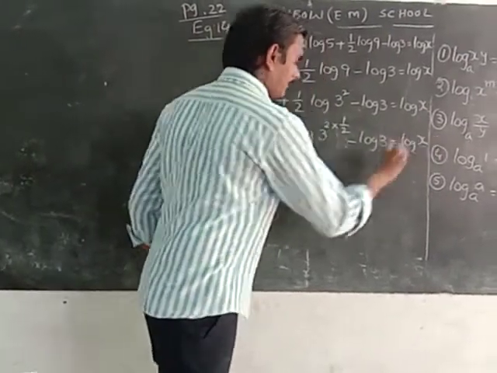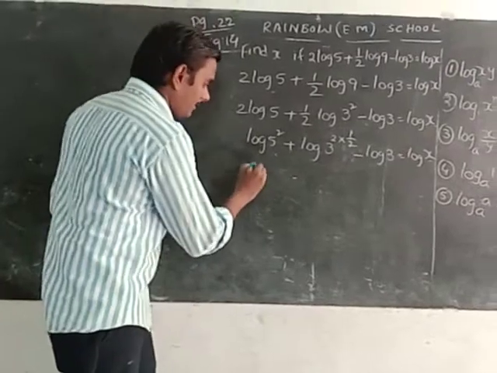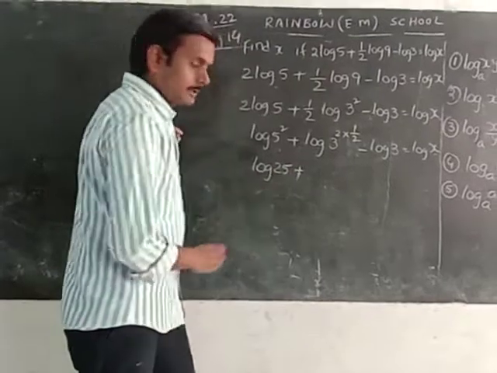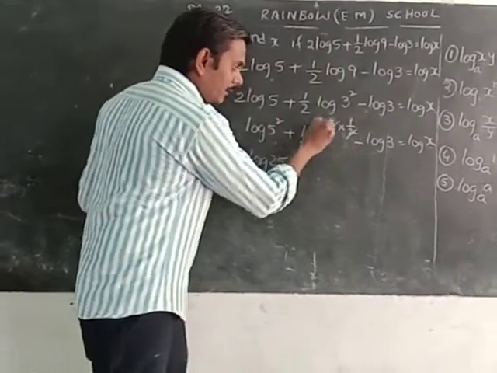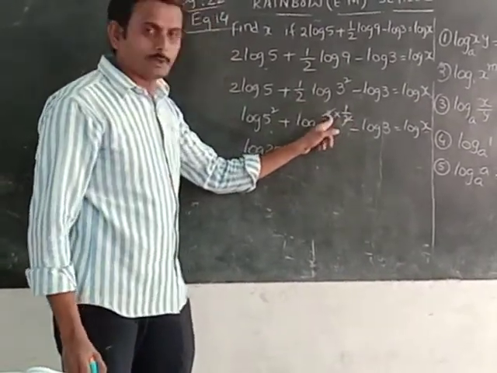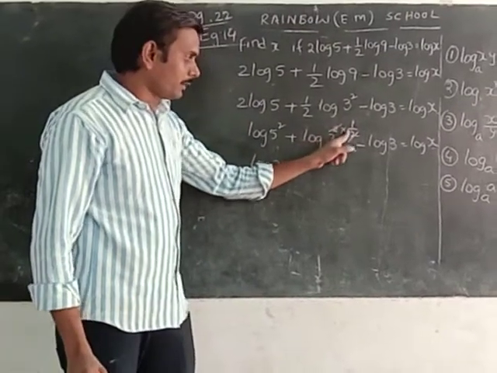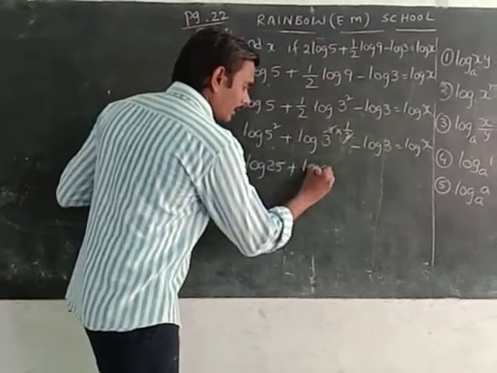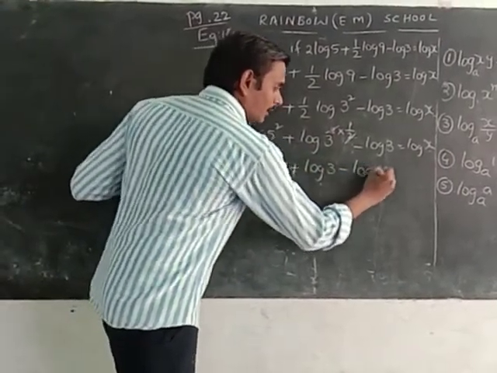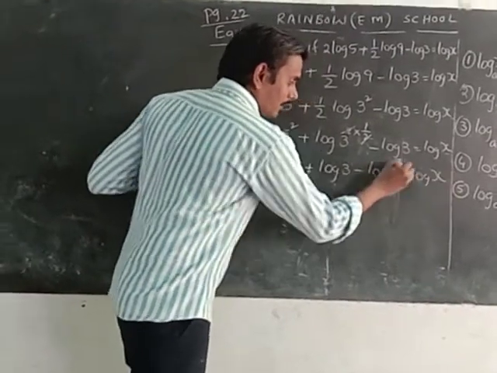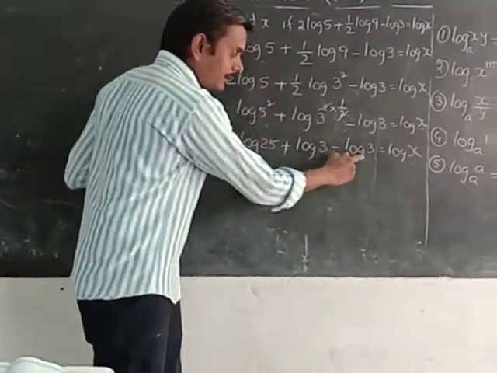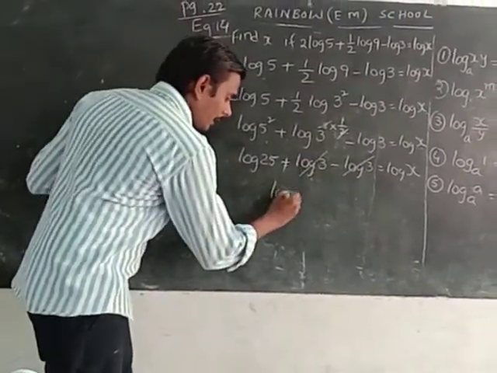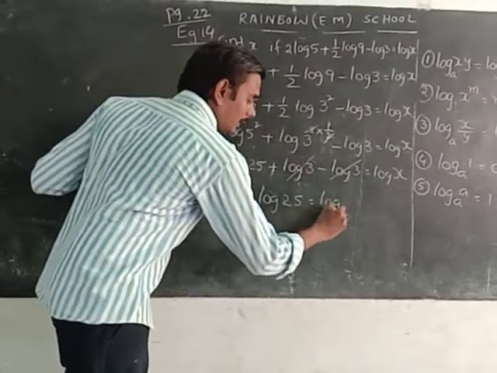log x. Okay, 5 square means how much? 5 square means 5 fives is 25, plus. Okay, now this numerator part, denominator part and exponent part, both will be cancelled. 3 power 2 into 1 by 2, 1 by 2 will be cancelled. Okay, what will be remaining? Log 3 minus log 3 equal to log x. Log 3 having plus here, log 3 having minus here. Both will be cancelled. What is the remaining? Log 25 equal to log x.